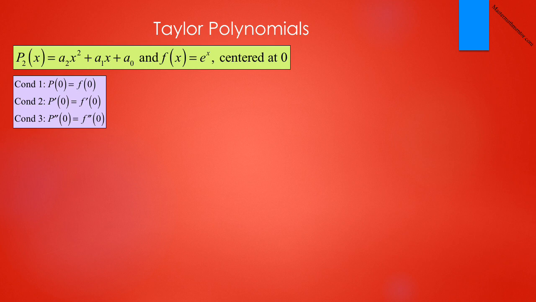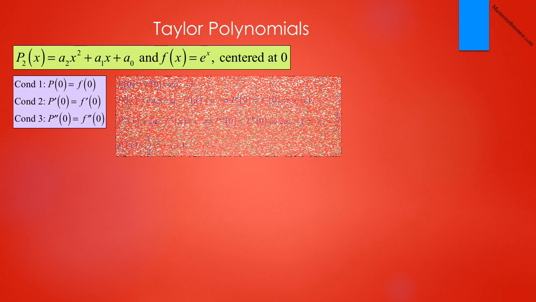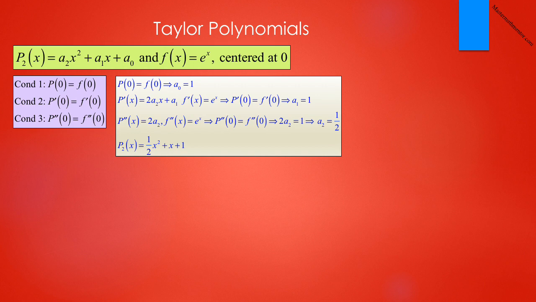Secondly, they must have the same slope at x is equal to 0. So p prime of 0 equals f prime of 0. And finally, they must have the same concavity at x is equal to 0. So p double prime of 0 equals f double prime of 0. For condition 1, p of 0 equals f of 0, that makes a0 equal to 1.